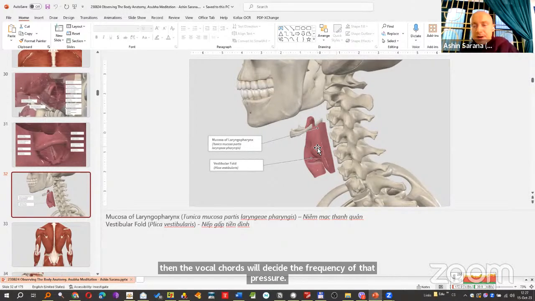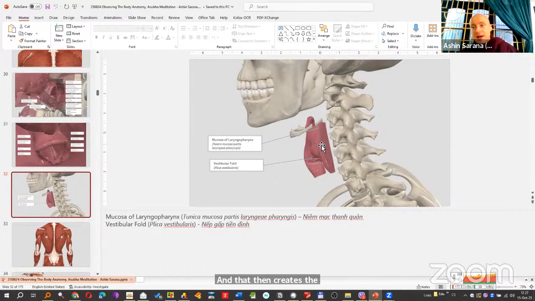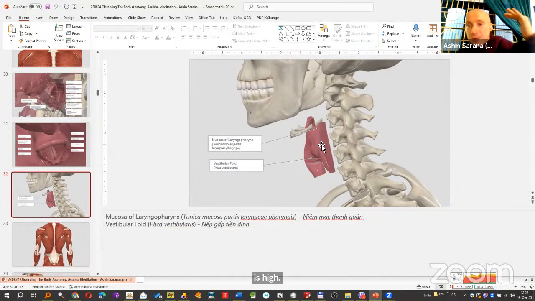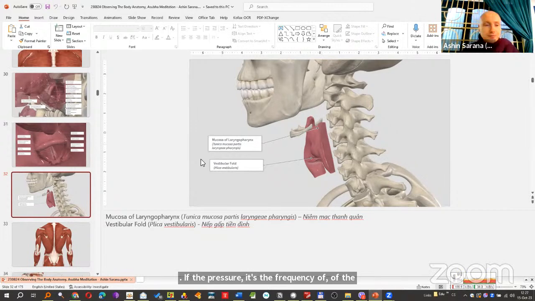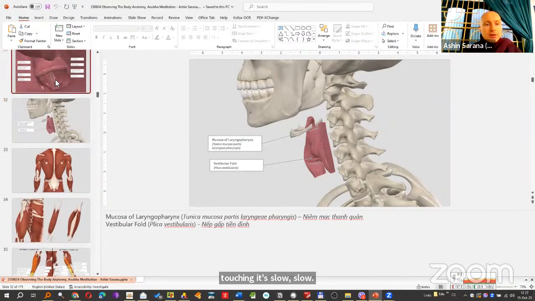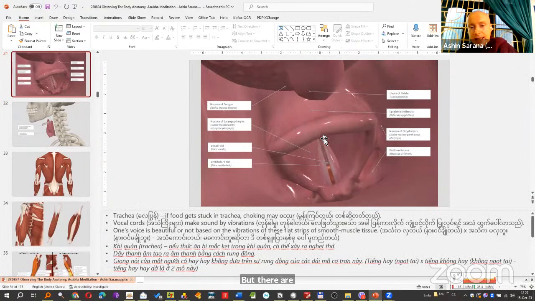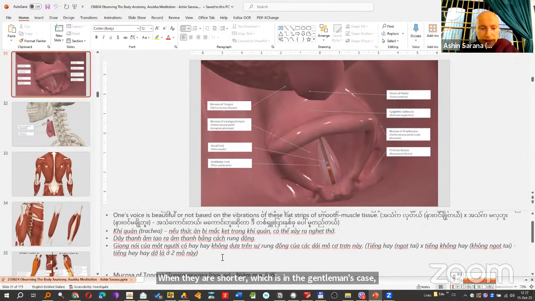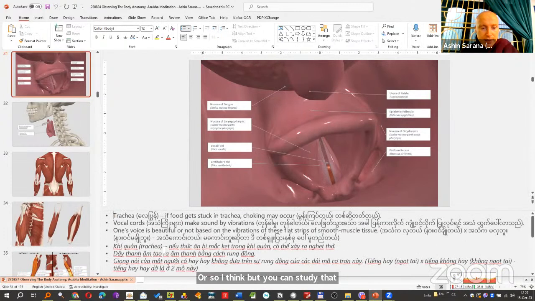If the frequency is very fast, then the sound is high. It's a high tone. If the frequency of the touching is slow, well, then the tone will be lower. But there are also other things, and that is the length of these pieces of flesh. So when they are longer, which is in the lady's case, then it is a higher sound. When they are shorter, which is in the gentleman's case, then it's a lower sound. Or so I think, but you can study that and tell me if that was right.